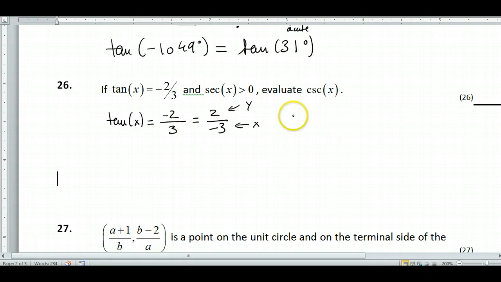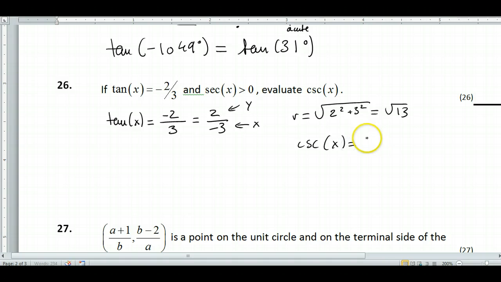I can get r though. It doesn't matter if I cannot get this one. I can still get r, because it doesn't matter where you put the minus. You're going to square it, right? So 2 squared plus 3 squared, so 9 and 4, 13. So that's r. And I know that the cosecant of x is going to be r over y. So here we go. It's going to be root 13.